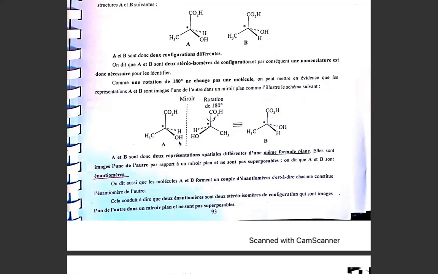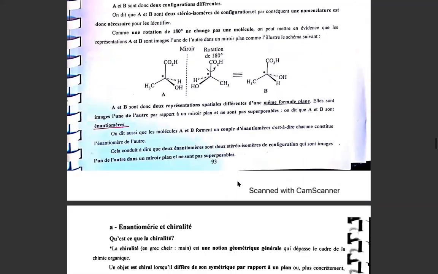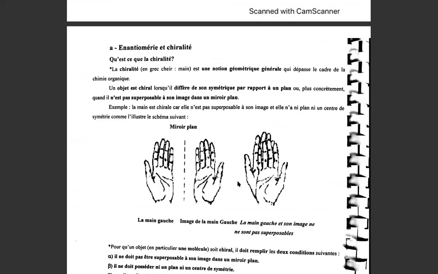Take, for instance, the word ambulance. When you put it on the mirror, you find that it's written the way it's supposed to be spelled. So this is the same thing that's happening here, because the hydrogen that is at the back, when you bring it on the mirror, will be at the front. And the hydroxide that is at the front, when you bring it on the mirror, will be at the back. But these ones on the plane still remain the same. The two, that is the carboxylic function and the methyl, will still be on the plane. So that is the principle of enantiomers and chirality.